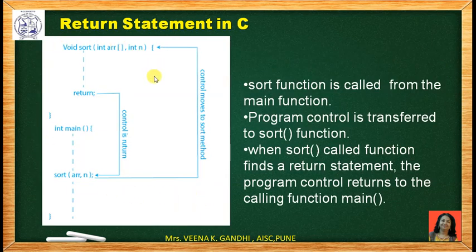You can see in this figure, there are two functions, main function and sort function. Now the main function calls the sort function. When main function calls the sort function, control is transferred from main to the sort function, and then sort function starts the execution. Now when the return statement occurs in the sort function, control is again transferred to the calling function main.